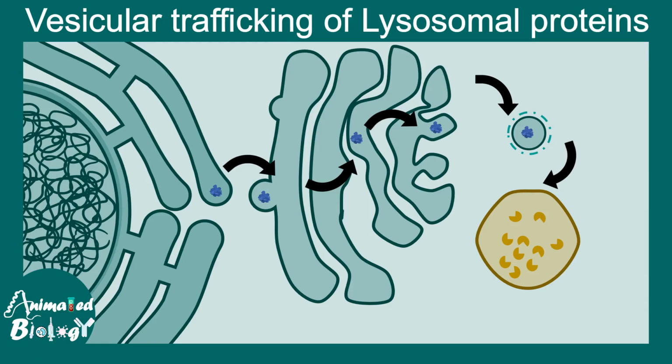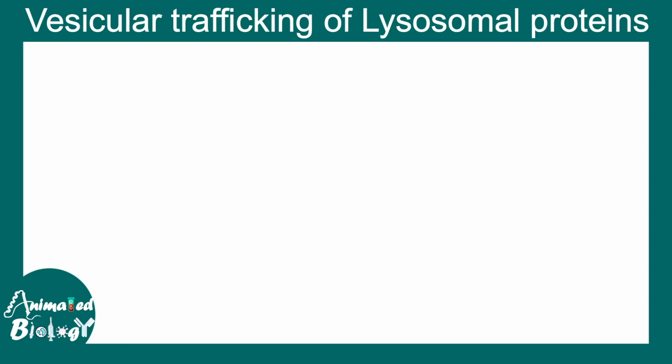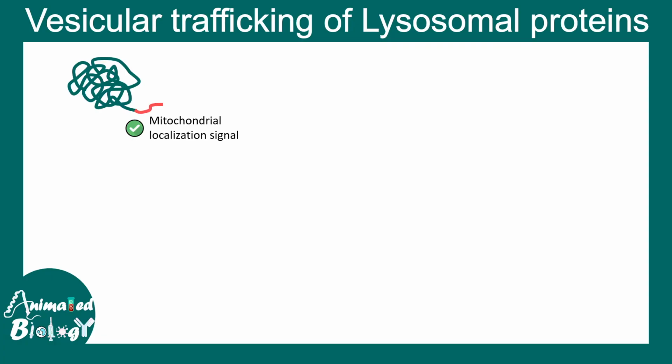In this video, we'll quickly look at how vesicular trafficking of lysosomal protein happens inside a cell. In simple words, we would know how lysosomal protein is targeted to the lysosome in the first place. Any protein that gets targeted to a particular location inside the cell might have a localization signal.